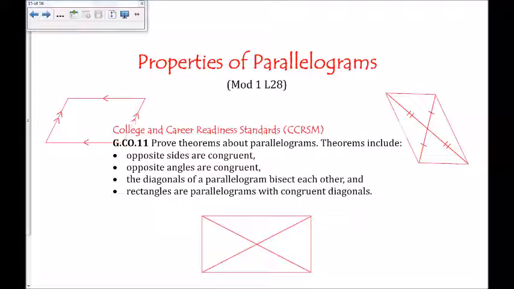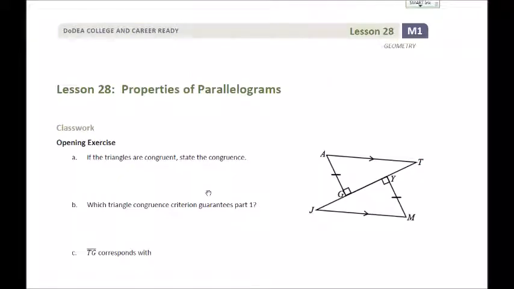We will prove theorems about parallelograms, and the theorems include opposite sides are congruent, opposite angles are congruent, the diagonals of a parallelogram bisect each other, and rectangles are parallelograms with congruent diagonals. Now, this word include does mean that there's more about parallelograms you have to prove, but for this video, I'm going to stick to these four. Let's get started. As always, you should have your student materials in front of you.